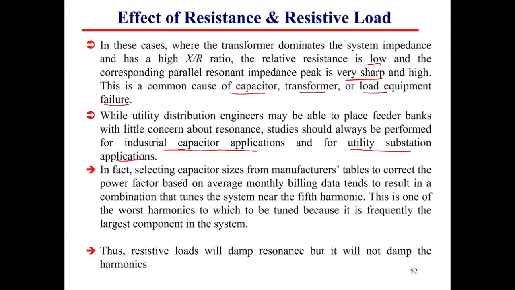In fact, selecting capacitor size from a manufacturer table to correct the power factor based on the average monthly billing data tends to result in a combination that tunes the system near the fifth harmonic. This is one of the worst harmonics to be tuned to, because it is frequently the largest component of the system.